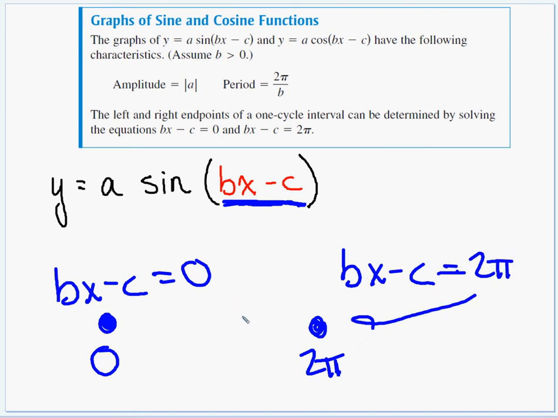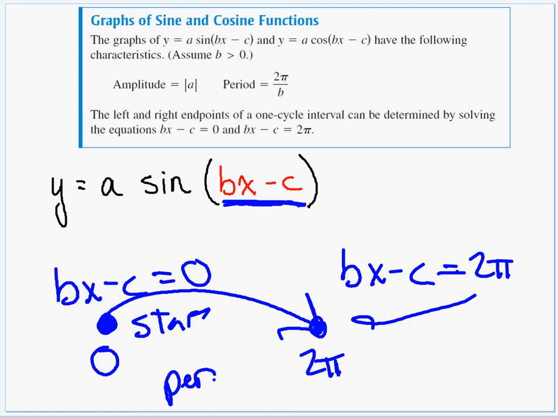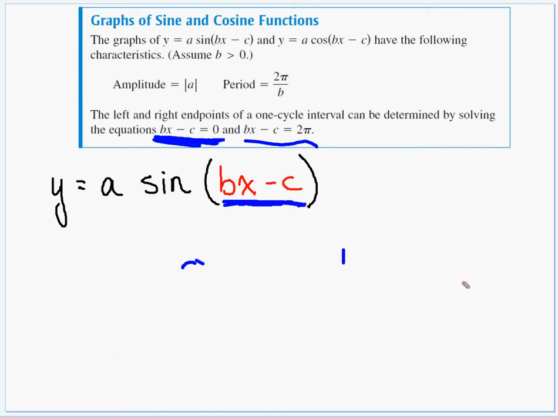Now, another way to do this, and you'll see me do this in the video, is when you find the start point, here we're starting at 0, and if you know the period, the start point plus the period will take you to the ending point. So you don't have to solve both of these equations for the new beginning and the new end. Just find your new beginning point and add the period to get to your ending point. And remember, those will be the first 2 dots of the 5, and then you're going to do 3 more inside.